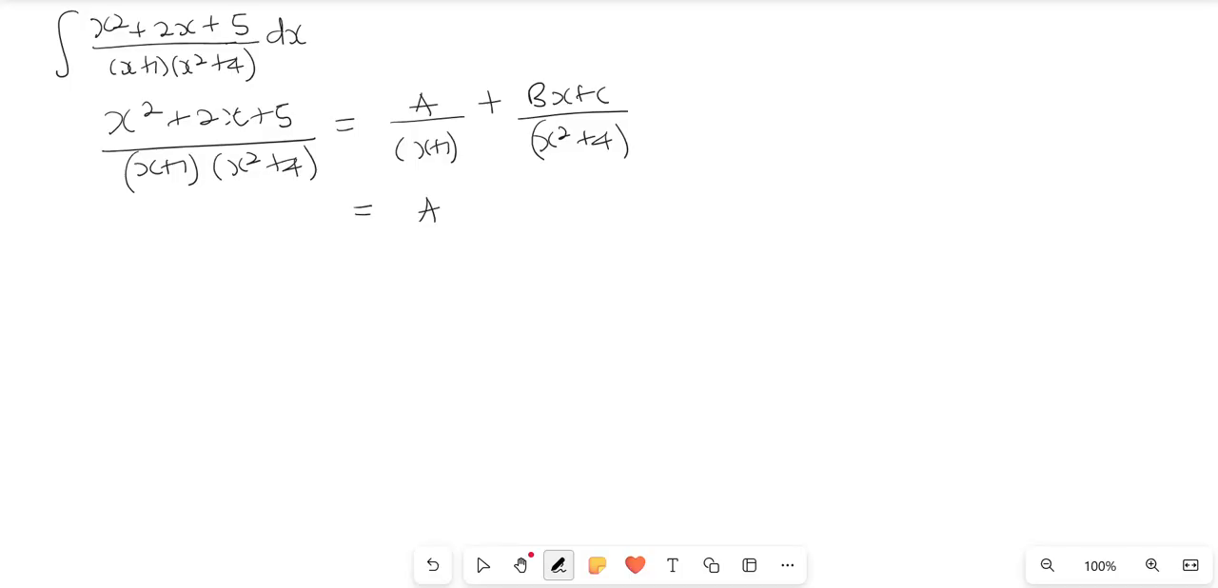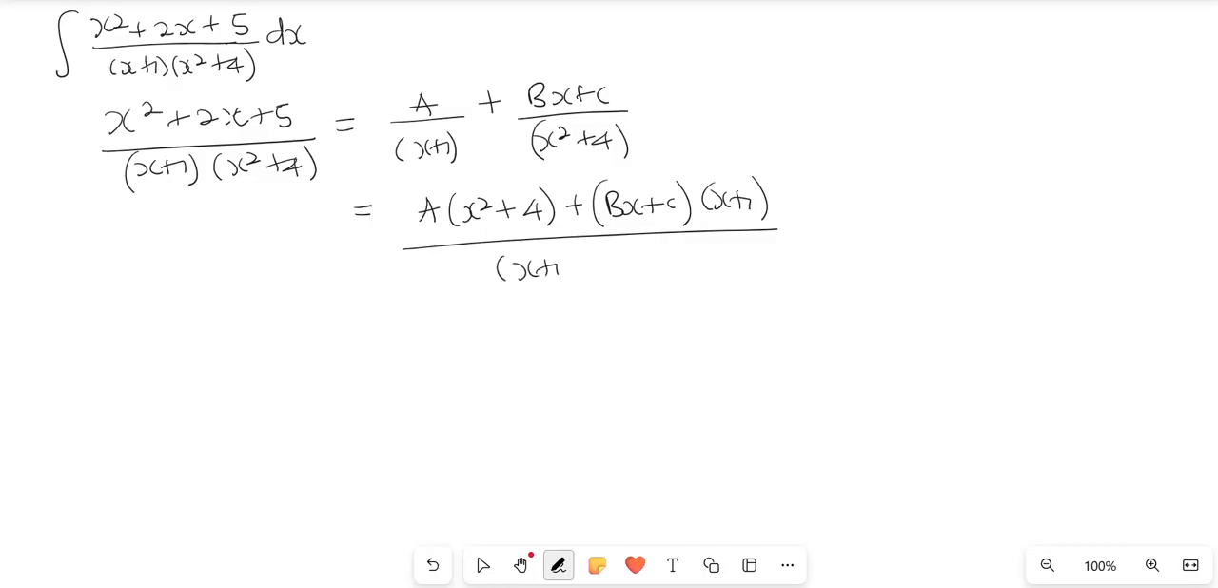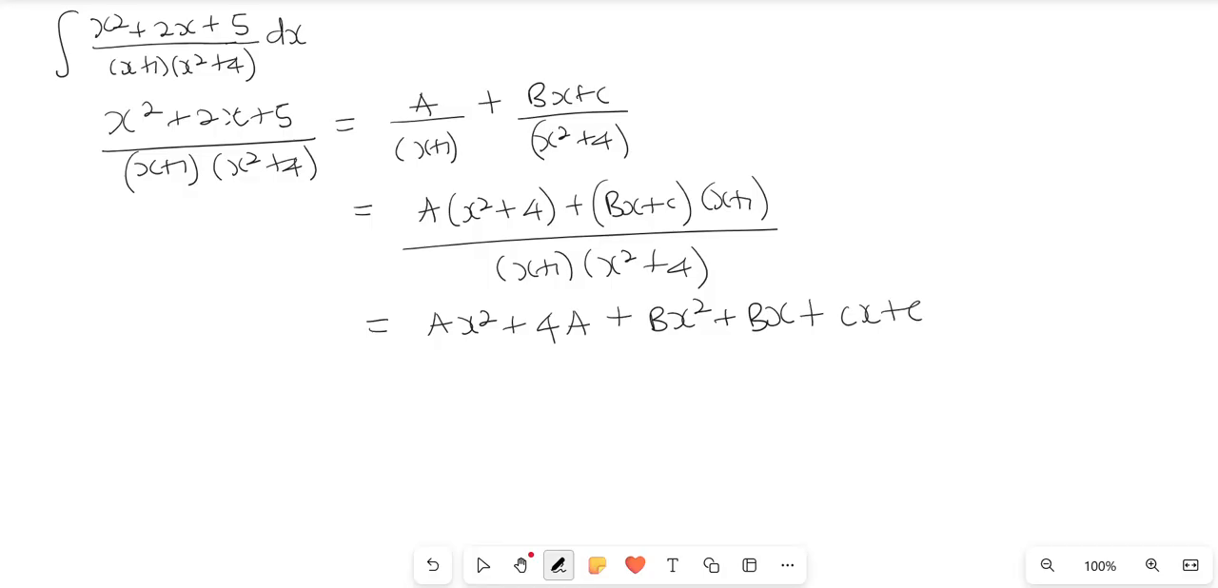Here we can do cross multiplication: a times x squared plus 4, plus bx plus c times x plus 1, all divided by x plus 1 times x squared plus 4. We can multiply the numerator out by distributing: ax squared plus 4a, plus bx squared plus bx plus cx plus c.